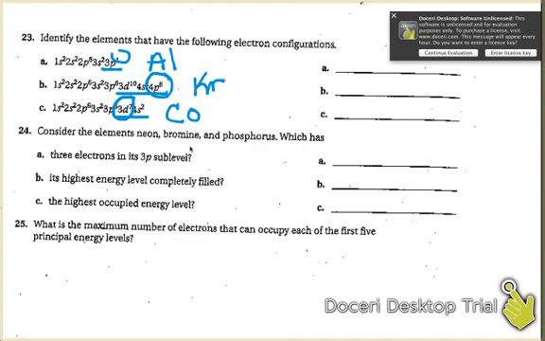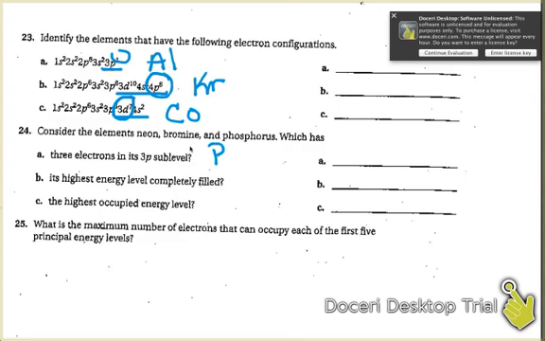All right, let's go ahead and look at 24. 24 says consider the elements bromine and phosphorus and neon. So which has 3 electrons in the 3p sublevel? So let's look at 3p. 3p starts with aluminum. Well, it can't be. Well, bromine has 6 electrons in 3p. Neon has no electrons in 3p. And phosphorus has 3 electrons in 3p. So I'm going to choose phosphorus over bromine because that follows the question a little bit more.